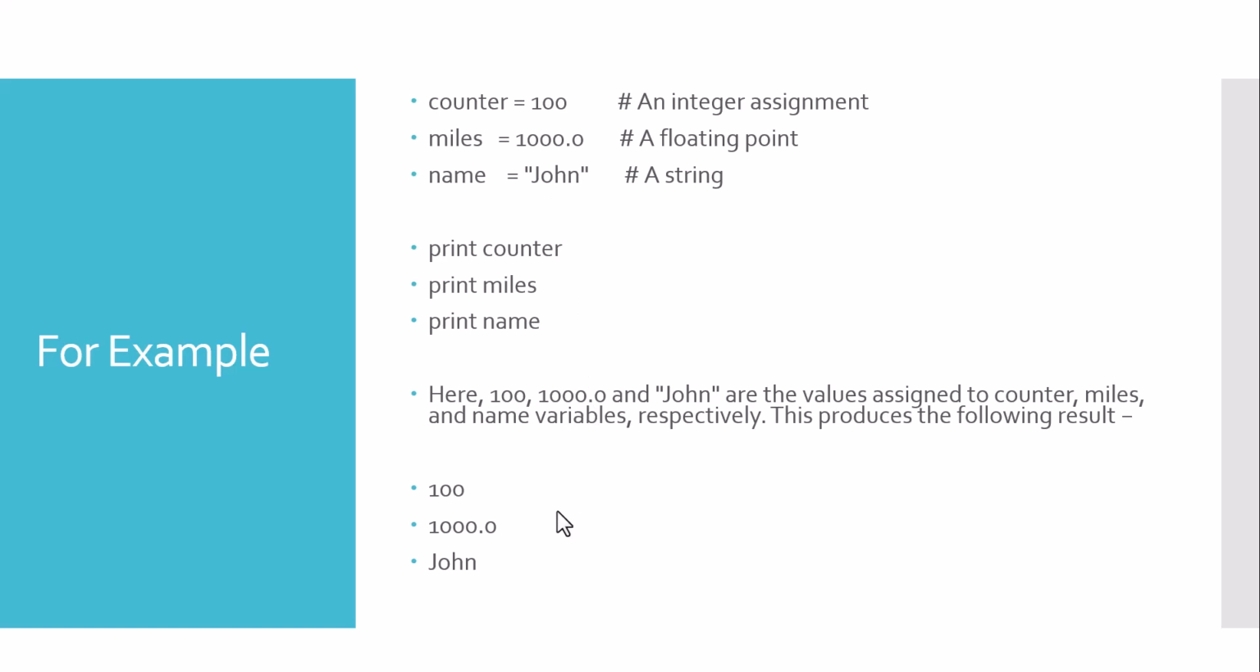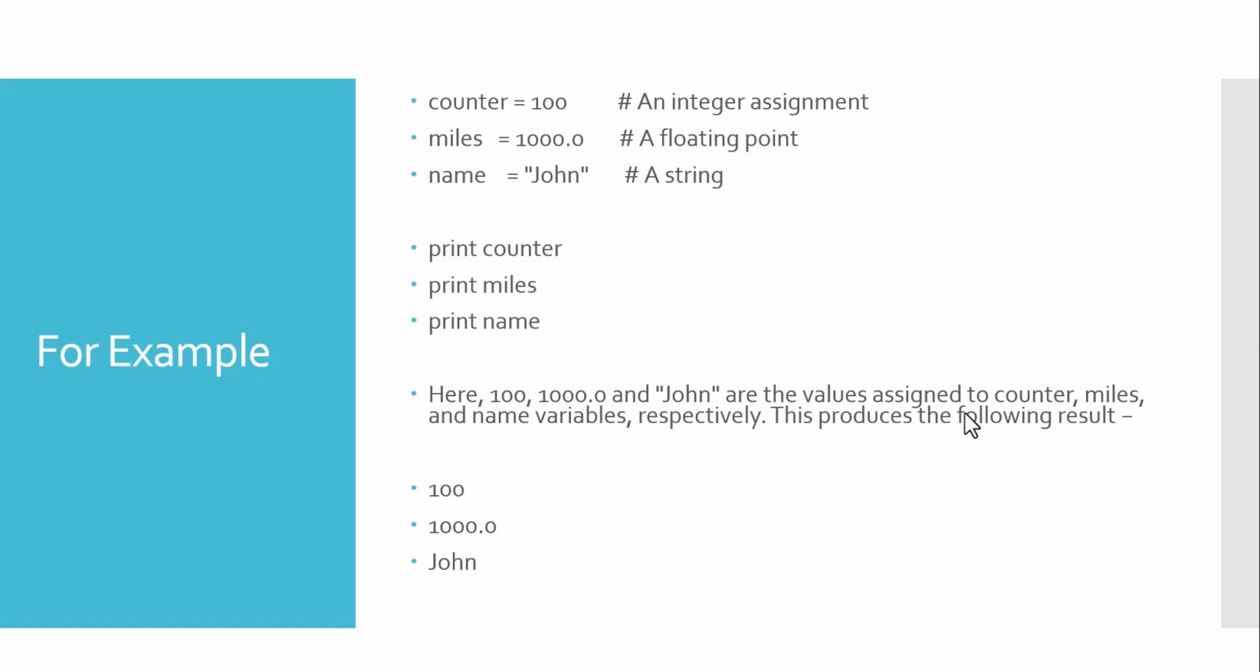We can see an example also, don't worry. Firstly we will see the theory. Here, 100, 1000.0 and John are the values assigned to the counter, miles and name variables respectively. This produces the following result: 100, 1000 and John.